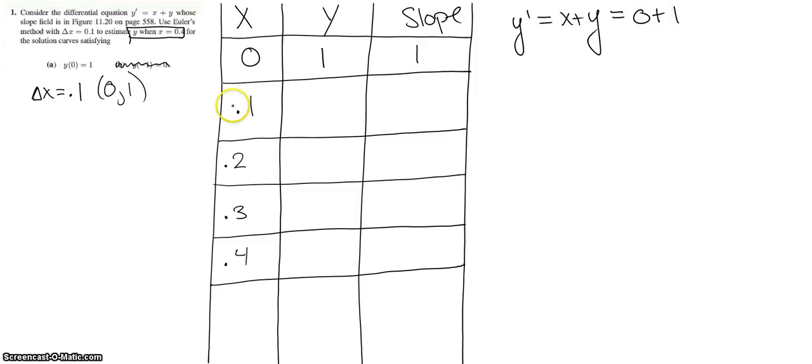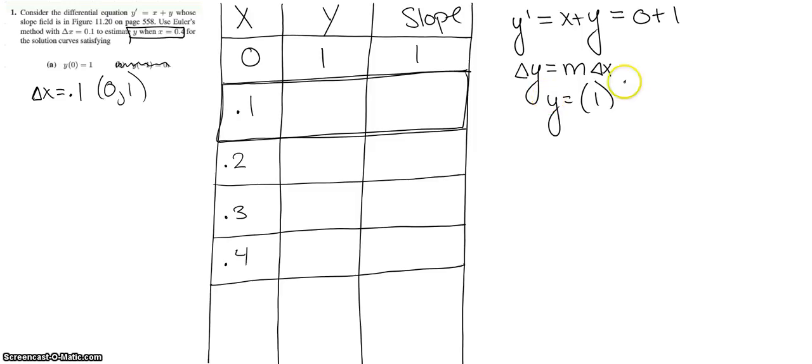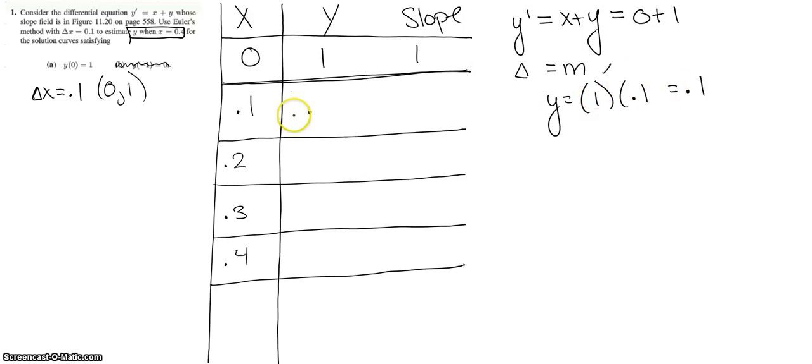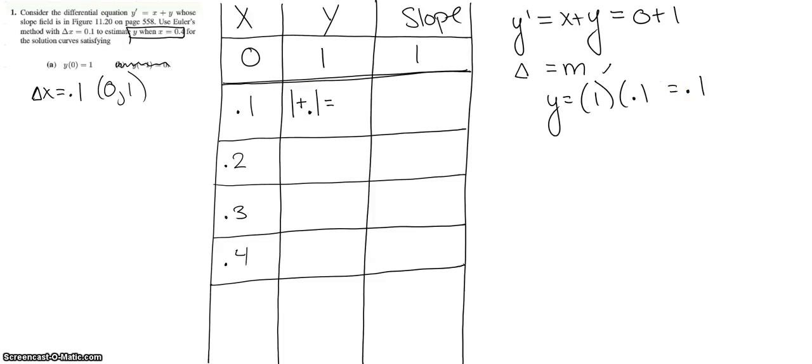Now, to find y for our second value of x in this box, we can do delta y equals m times delta x. So we know that delta y will equal the slope, which is 1, times a change in x, which is 0.1, which just equals 0.1. But we have to remember that we need to add it to the previous y value. So our new point is (0.1, 1.1).